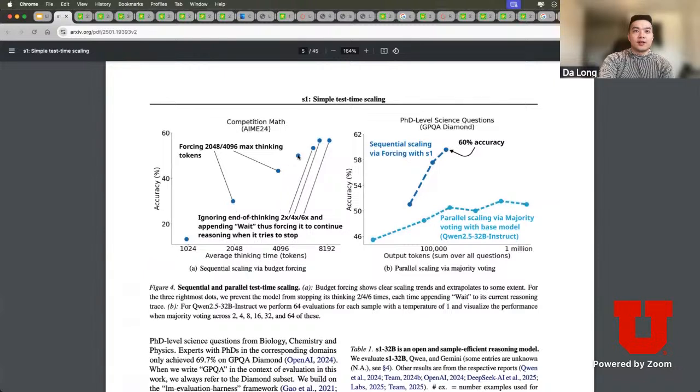This one shows how many times they append wait to the prompt, and this is accuracy. In this graph they compare with majority voting. They prompt the base model to generate multiple answers, then do majority voting to get the answer, and compare their proposed method with that method.